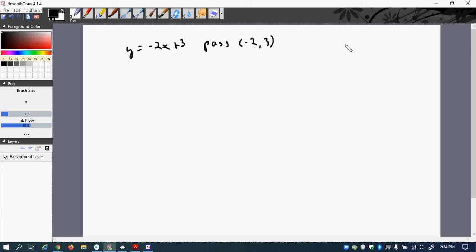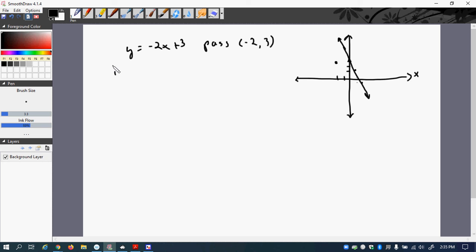So in essence, if I graph this, and at negative 2 and then 3, so here it is, and then I'll graph this line as well. So it's at 3. Here's the y-intercept, and it goes down 2, and then to the right 1, down 2, to the right 1. So here's what the line looks like. So I want another line that's going through this point, but also being parallel.